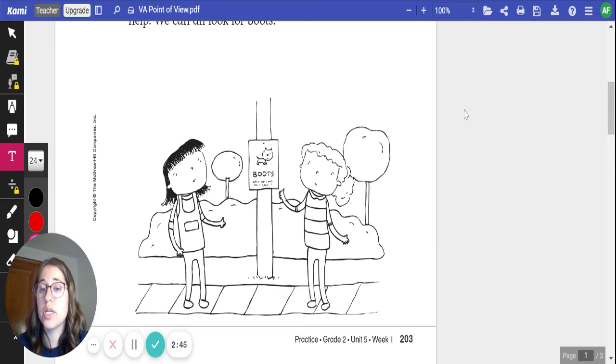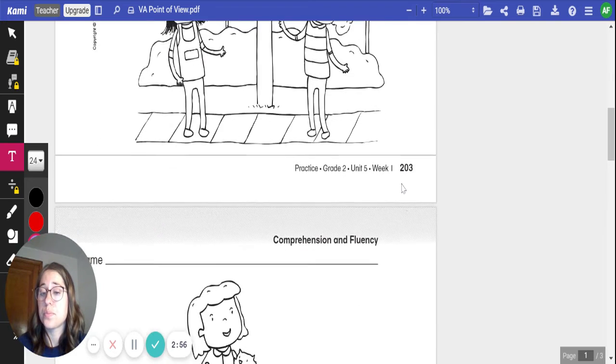So if we look at our first illustration, we see two girls looking up at a little poster on a telephone pole of Boots the cat who's missing. And they look kind of worried if we look at their faces.